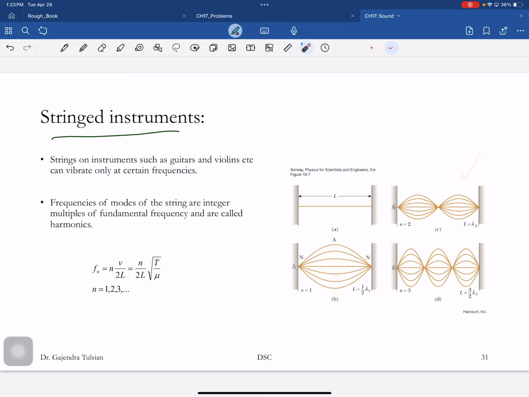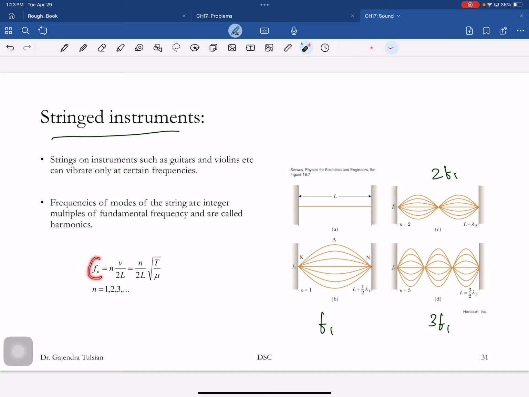This is the next higher frequency, and if this is F1, this is 2 times F1. This is 3 times F1, okay? So they form a harmonic series. This has 2 antinodes and 3 nodes. 3 antinodes and 4 nodes.